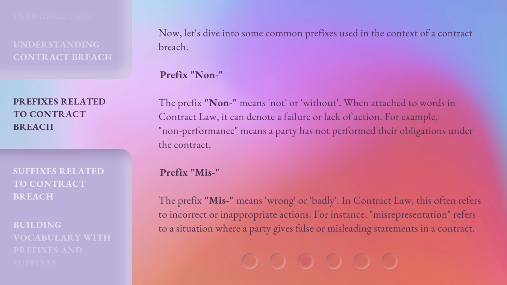Prefix: mis. The prefix mis means wrong or badly. In contract law, this often refers to incorrect or inappropriate actions. For instance, misrepresentation refers to a situation where a party gives false or misleading statements in a contract.